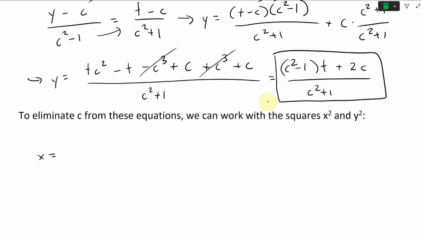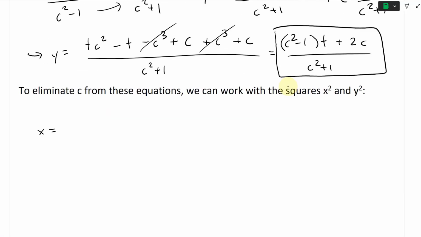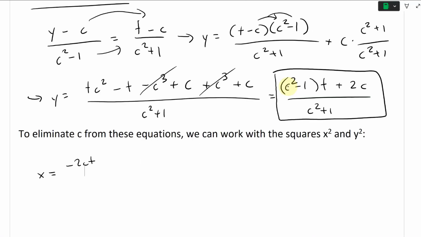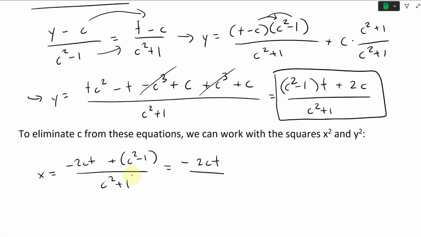So basically, let's write out our x equation right here. The first one, x equals negative 2c plus c squared minus 1 over c squared plus 1. First, we'll separate the terms: negative 2c over c squared plus 1, and because of the t value there, I'm going to put a t and move it over to the other side. This will make sense as we get through it. And the next one is c squared minus 1 over c squared plus 1, minus t.